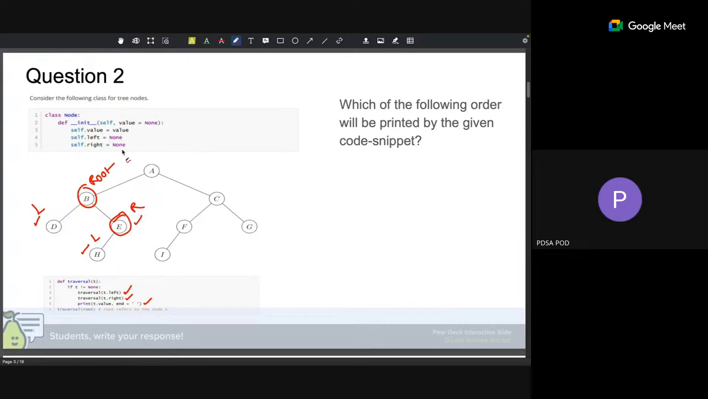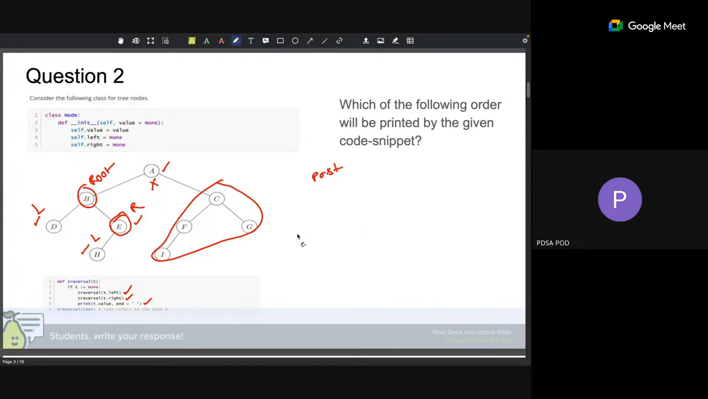Is it clear? So this A is not processed. A is processed in the last, after completion of the complete right tree, then you process the root. That's why it's called post order. Now let us see what order is going to be printed, because they asked which of the following orders will be printed by the code snippet.